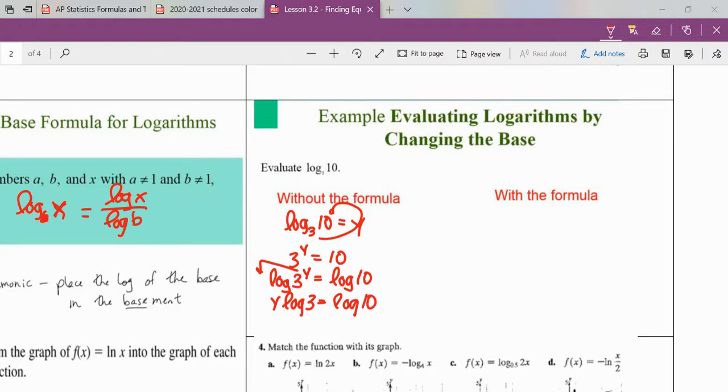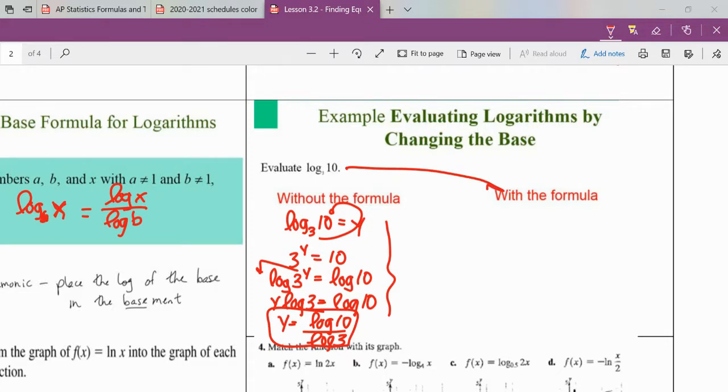And then I divide both sides by log of 3. So I would have y equals log of 10 over the log of 3. And then you could type that in your calculator and get that answer, which would be a little over 2. But if you know the formula, you wouldn't have to go through all this work. You could just get right to that answer.